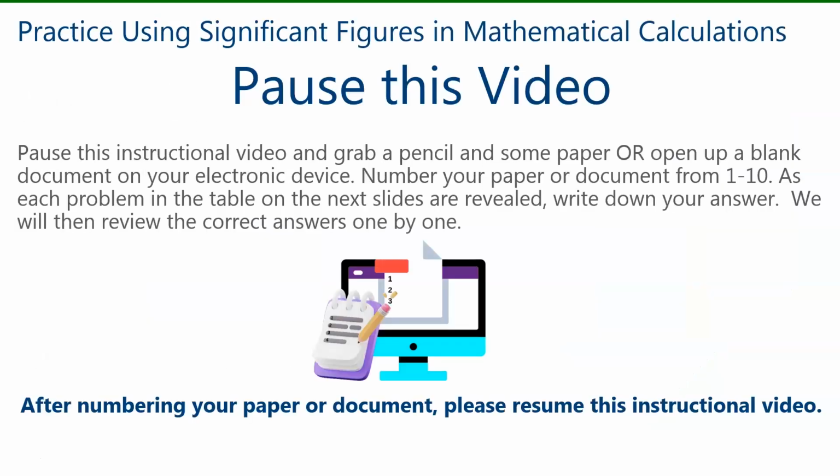Now it's time for you to do some practice. Pause this instructional video and grab a pencil and some paper, or open up a blank document on your electronic device. Number your paper or document from 1 to 10. As each problem in the table on the next slides is revealed, write down your answer. We will then review the correct answers one by one. After numbering your paper or document, please resume this instructional video.